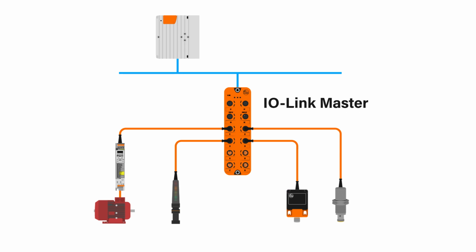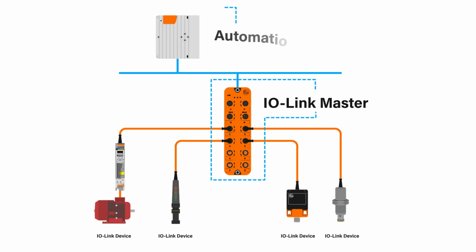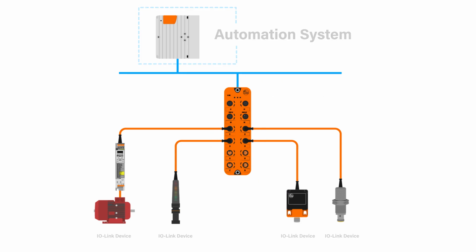The IO-Link master is capable of processing digital signals and analog values. Its versatility means it's capable of integrating into existing systems and can communicate using the industry-recognized Profinet, Profibus, or Modbus, to name a few. The IO-Link master establishes the connection between the IO-Link devices and the automation system.